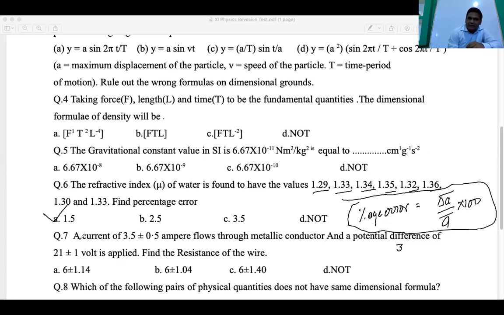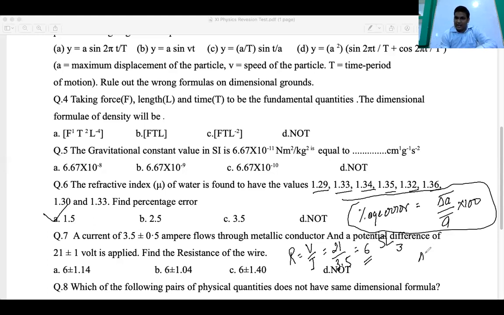They have given the current 3.5 through a metallic conductor, and the potential difference is this much. Find the resistance, 6 plus minus 1.14. So this will be V by I, 21 divided by 3.5. How much will it be? 21 divided by 3.5 is 6. This will be your 6 ohm, but you need to find out the delta R as well.